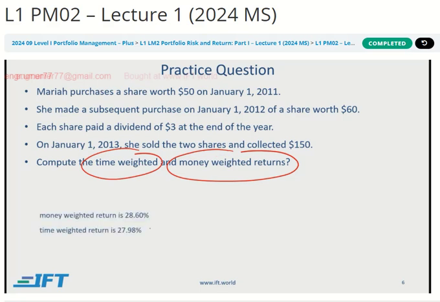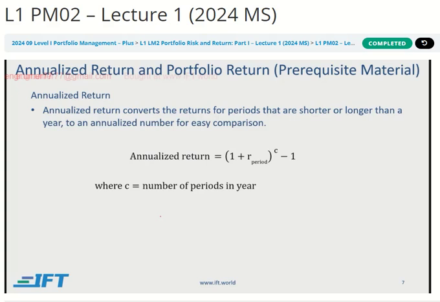So the time weighted return you should be getting is 27.98 and the money weighted rate of return you should be getting is 28.6. In terms of annualized return, so let's say you're doing something like algorithmic trading, which is like making profits every minute, every second, maybe some very high frequency trading is going on where the holding period is very short, right? So there could be multiple holding periods in a year.